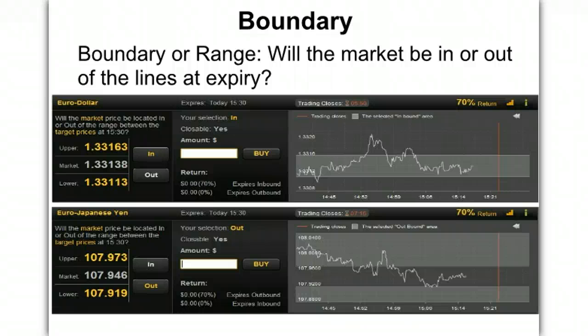Boundary trades. These are relatively easy, very easy to understand. Boundary trades, or range trades as some call them: will the market be in or out of the lines at expiry? If you think that they will be in the lines, which indicate this gray area, you would select in, make your trade, buy. If you think they'll be out of the lines, then you would select out. And at expiry, that's all that matters, where the market will be at expiry.